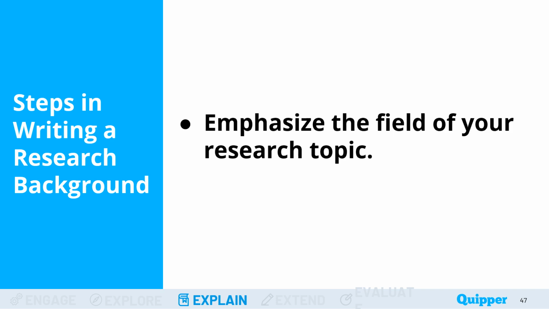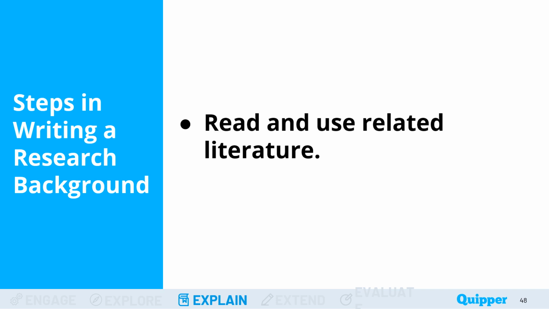Emphasize the field of your research topic. So it should reflect an emphasis on the nature and the field of the current study to make readers know its focus. Read and use related literature. So the research background should include historical and theoretical context of the current topic by reading different sources.